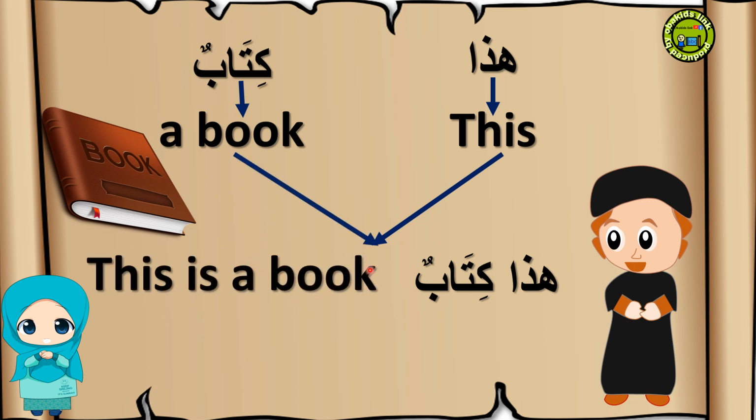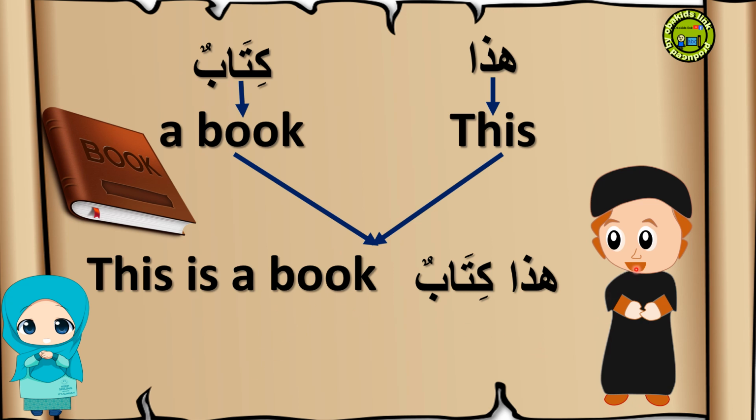Let us look at the example again. This is هذا. هذا is a singular demonstrative pronoun which means this. This is kitabun. Kitabun is a singular noun which means a book. Now if we combine هذا and kitabun together, it makes هذا kitabun, which means this is a book.